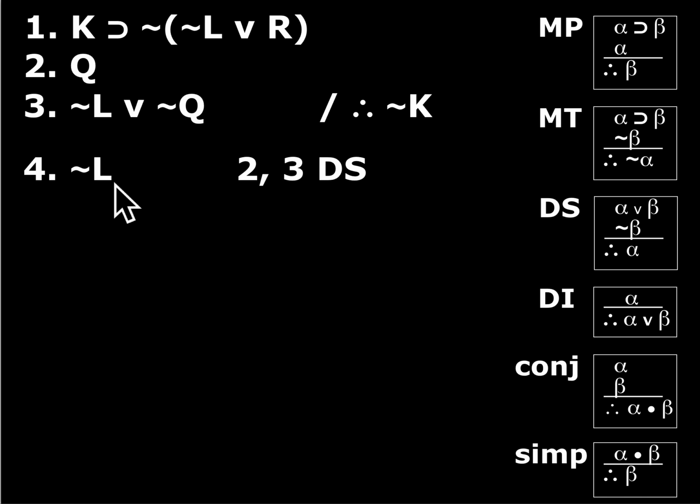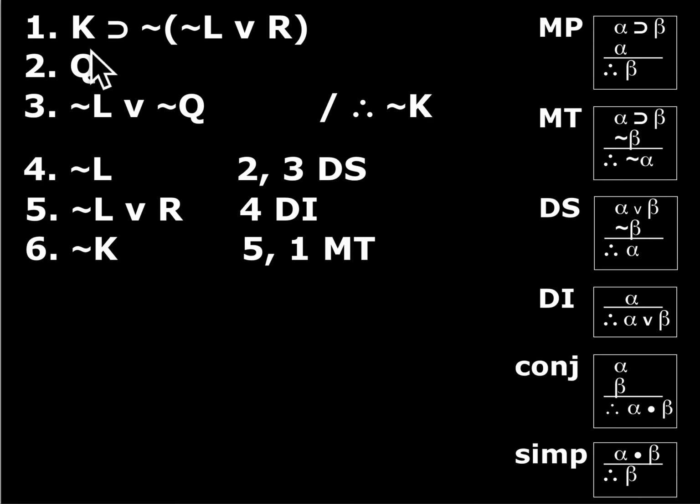Now that I have not L, I can get not L or R by DI on line 4. This is the negation of this consequent, so by modus tollens I can get the negation of the antecedent. Antecedent is K, negation is not K, and that's by lines 5, 1 modus tollens. So now I've just walked forward exactly the same steps that I realized I was going to have to produce when I went backwards.